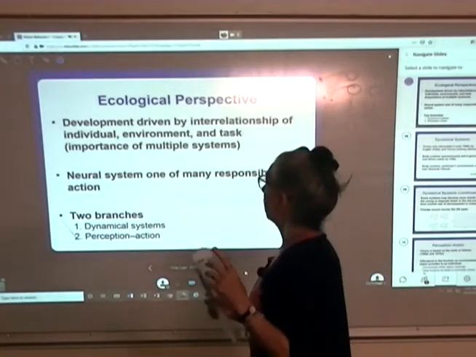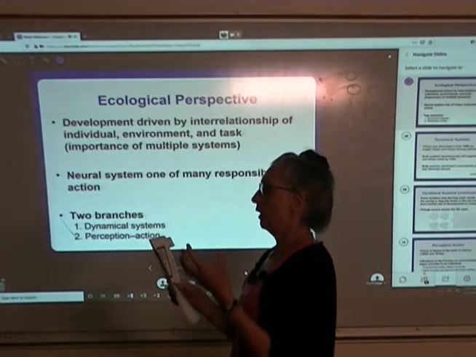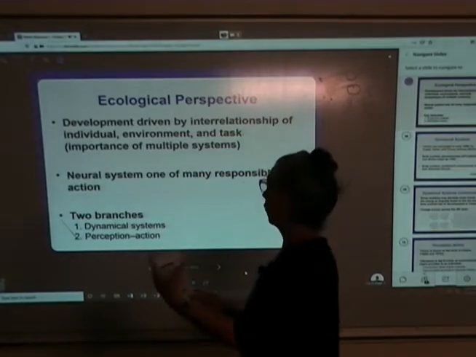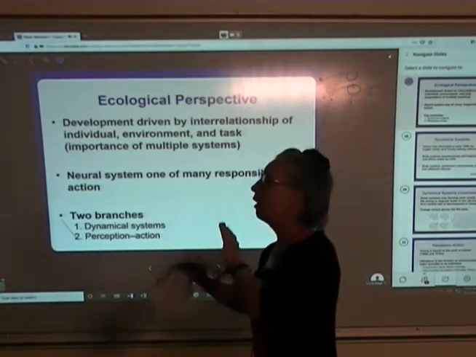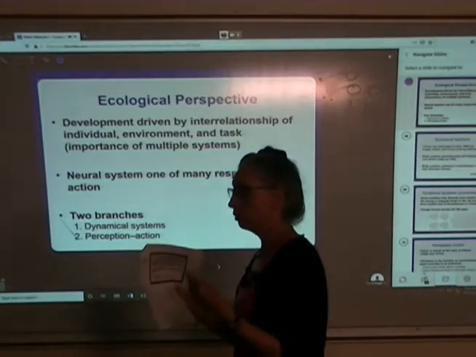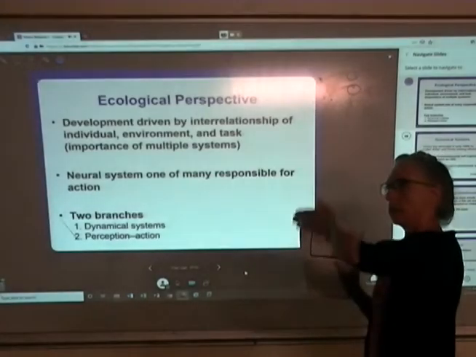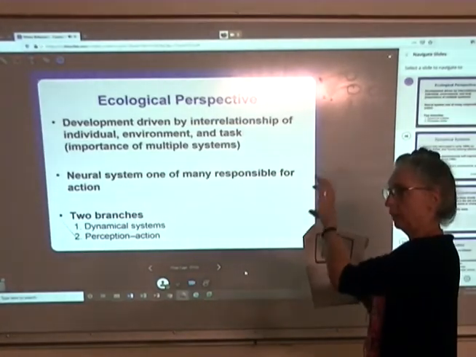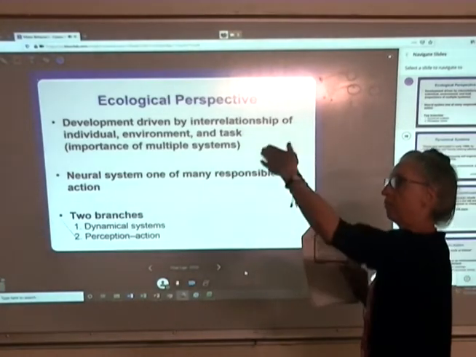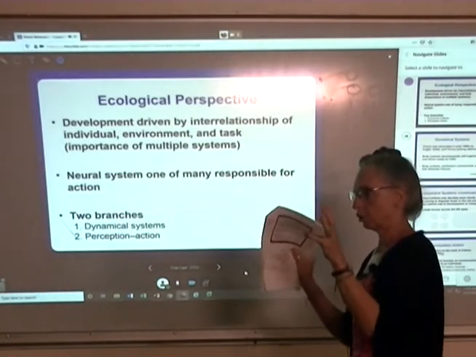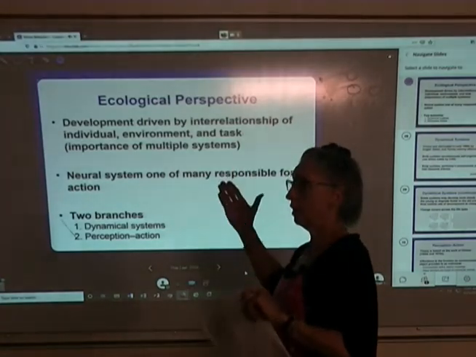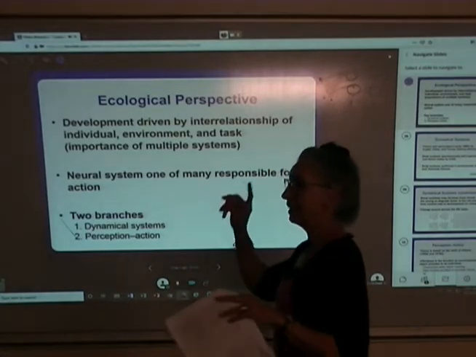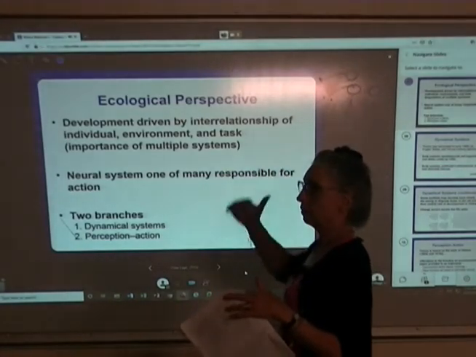So, ecological approach is trying to describe and explain and predict motor development, all right? And we come back to the idea that multiple systems within the body are important, and that there's going to be interaction and interrelationship between the individual, the environment, and the task that they're trying to achieve. So the development of movement comes from this interaction, right? And so here, as opposed to maturation approach, the neural system, the nervous system, is only one of many systems that impacts motor development.